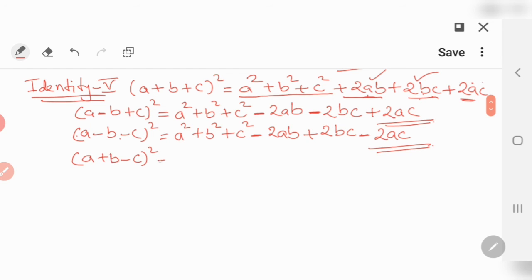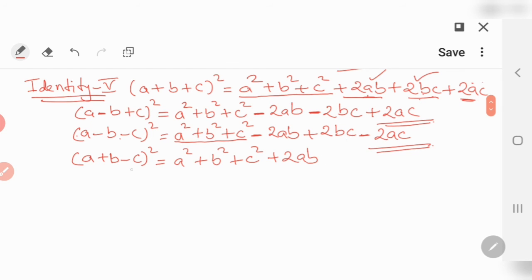Now let us see (a + b - c)². What will we get? As I told you, the first, second, third terms will always be positive. So you write here a² + b² + c². Then what is a into b? That is twice a into b. a and b both are positive, have you seen? So you write plus twice ab.